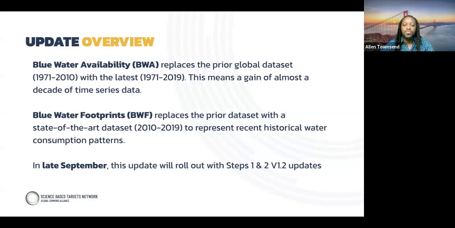And this will be with the updates to Steps 1 and 2, the version 1.2 updates, which I'll discuss later. And the idea is once that data set becomes available, there'll be a 6-month period where companies can use the current model. And then after that point, we'll be required to use that global model. And for companies that already have targets, they would be able to keep those validated targets, or have the option to update to the results of the updated model, if you so choose. So next slide, please.